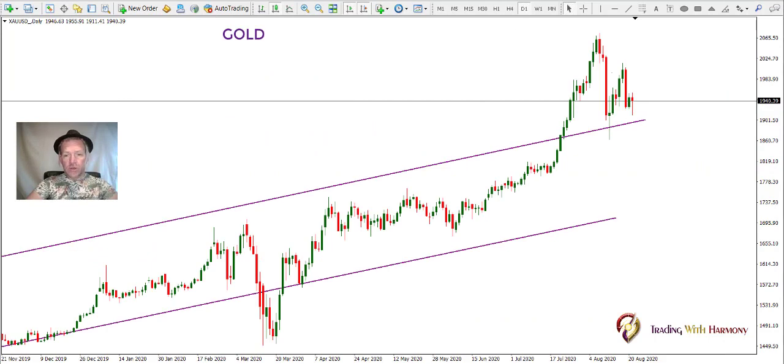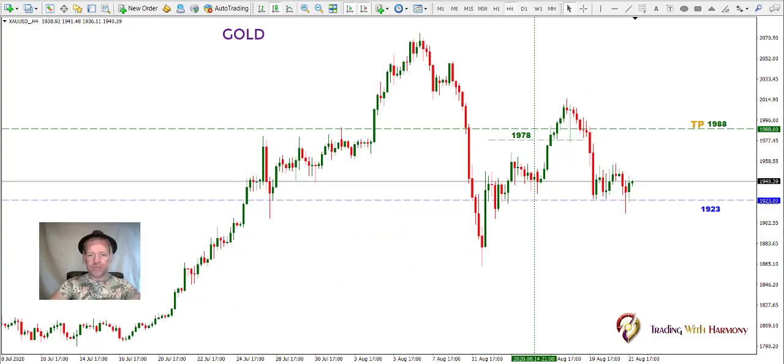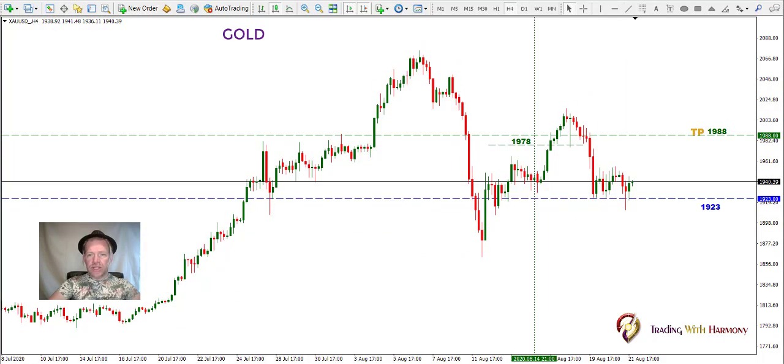Okay then, in gold we can see here that the bulls are in play. We got a bit of a pullback here near the end of the week, but let's go into the actual 4-hour. Last week we were at this point here, and it hit our TP level, so that's great. If you're on that move, guys, well done.